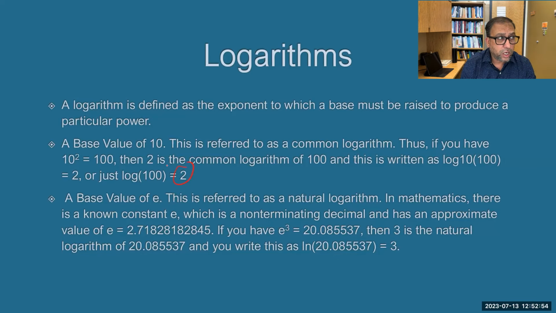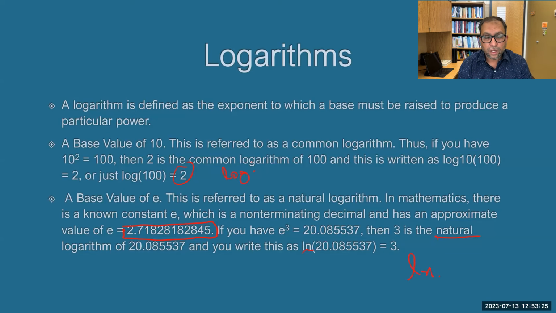The other one has the base e, and e has a very specific value in our mathematics. It is 2.71828182845, an approximate value of e. We also call that a natural logarithm, or natural log. For the base 10 one we use the symbol log, and for this natural log we use the symbol ln.